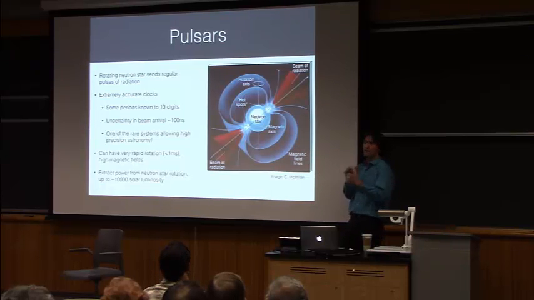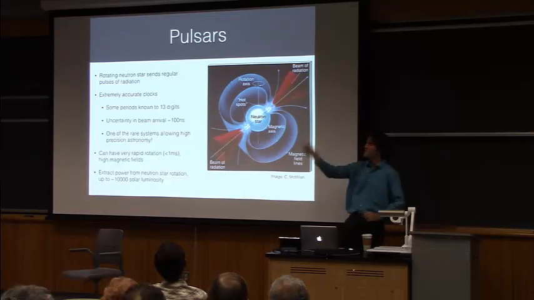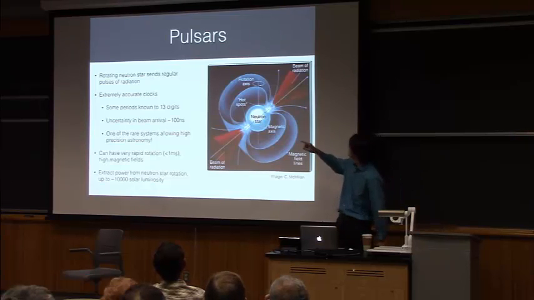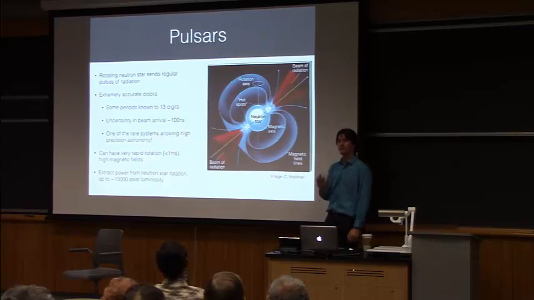So it has first the effect of slowing down the rotation of the pulsar over time, also relatively slowly, and second, it means that you get a beam of radiation which comes from a direction which is misaligned with the axis of rotation of the pulsar, and so, yeah?